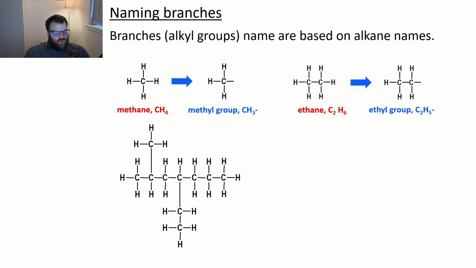Number 1, what's the longest chain? Well, there are 7 carbons in the chain. 7 is given hept. It's single bonds between the carbons, so it's going to be heptane.